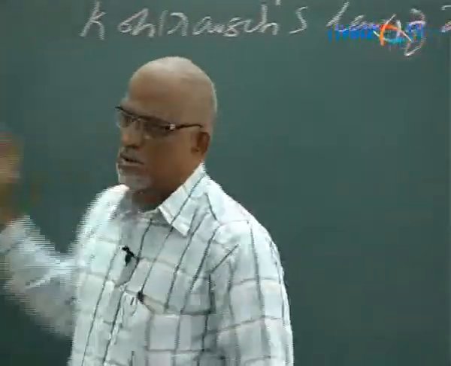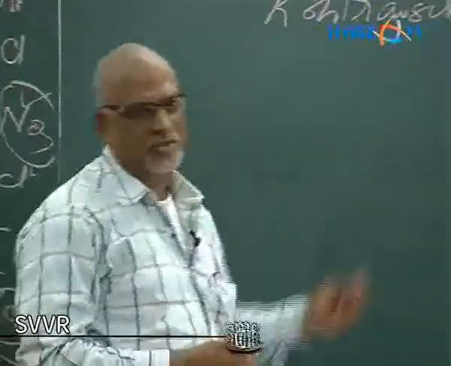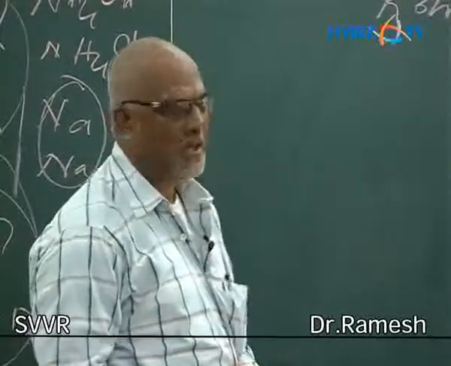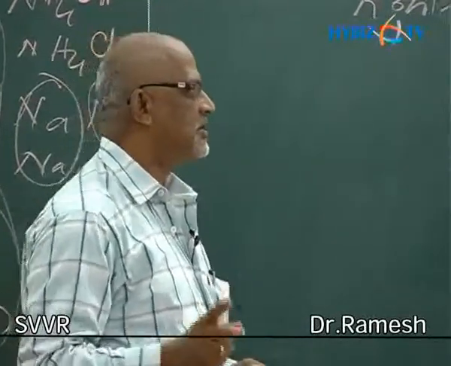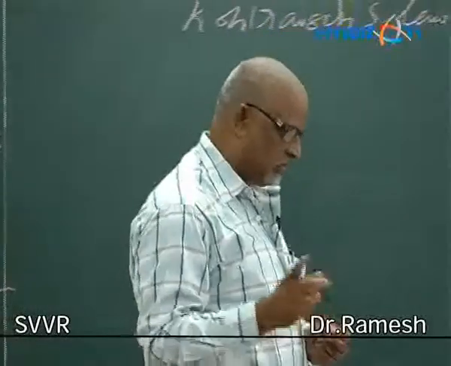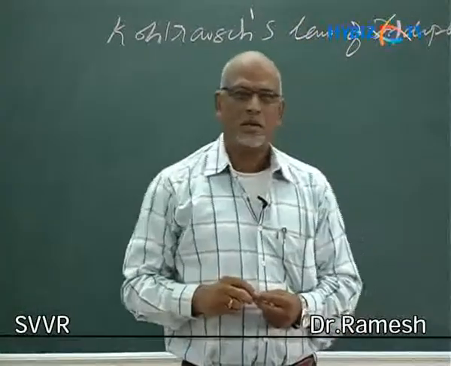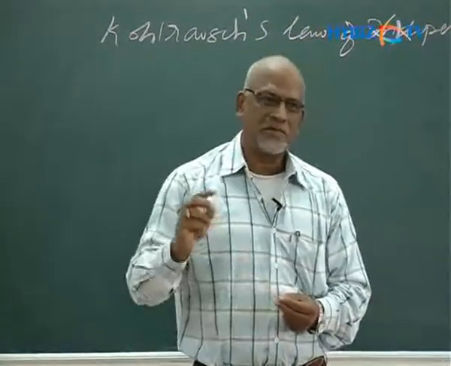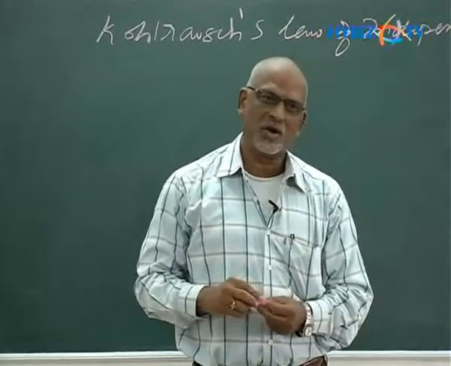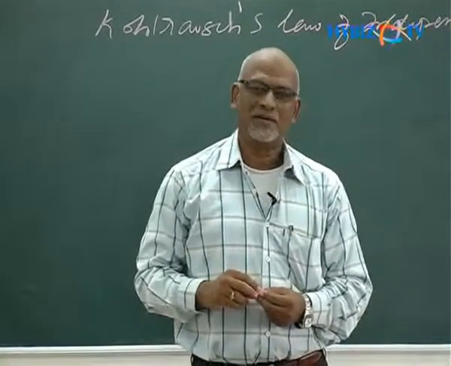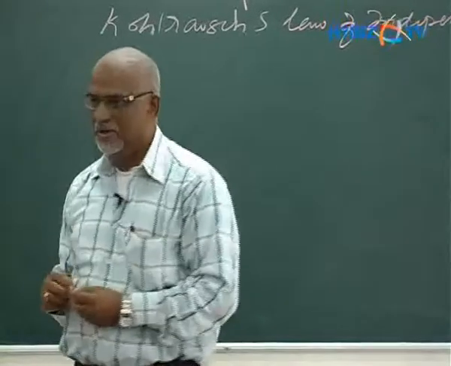So this is the topic we will be doing today, and that's Kohlrausch's law of independent migration of ions. What is its significance and how and where it is used, you will know after some time. But then, electrolytes are classified into two: one is strong and another is weak. So what happens to strong and what happens to weak?